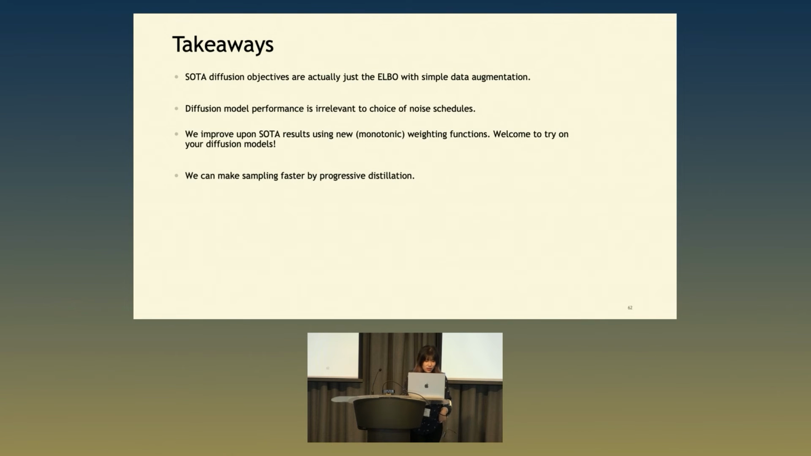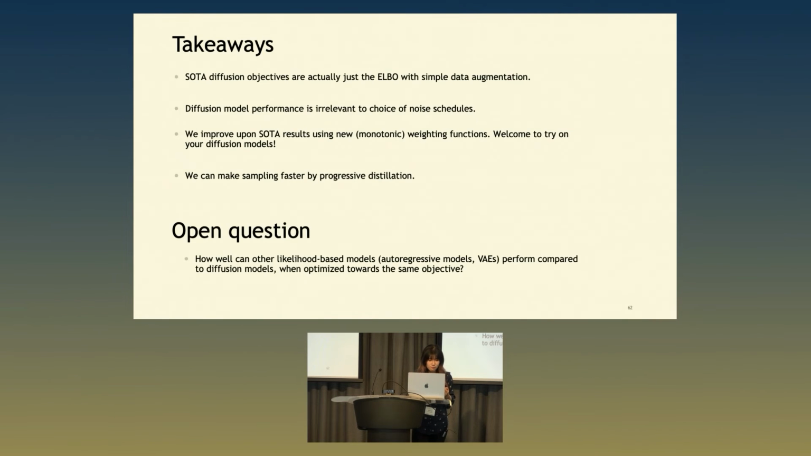And for practitioners, we show that diffusion model performance is irrelevant to the choice of noise schedules. So you can simply use, say, our adaptive noise schedules, and it should work with your own diffusion models. Third, we propose some new weighting functions that work great for pixel space diffusion models, and you're very welcome to try them on your own diffusion models. And we can make sampling faster by progressive distillation.